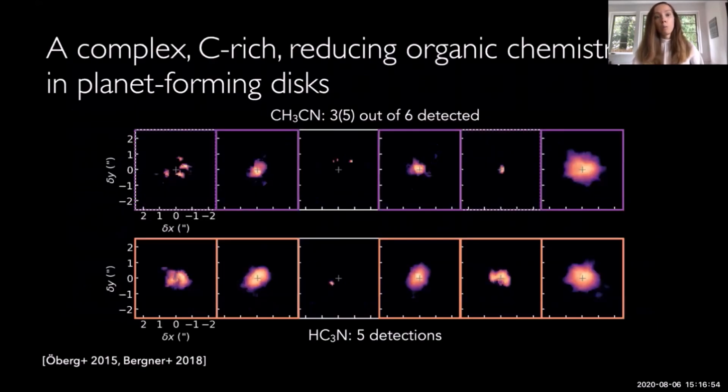We do see more complex organics as well. These are a couple of the most complex ones detected, methyl cyanide and HC3N. We don't see anything much more complex than this, and I want to come back to this at the very end of the presentation, what to do about this, that we, even with our best efforts, have a quite incomplete inventory of the organics in these disks.